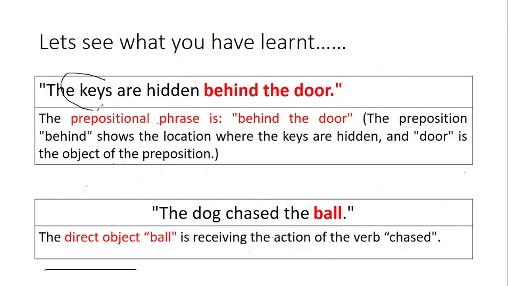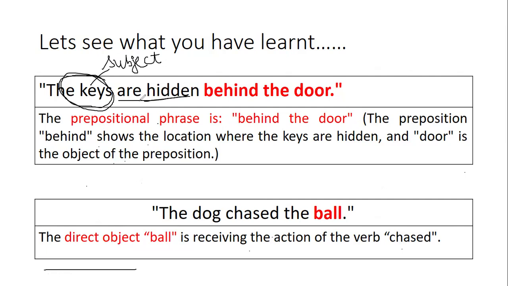The keys are hidden behind the door. What is the main character that our statement is revolving around? It is revolving around keys. So keys is our subject, the naming part. It is a thing. Key is a thing. And you know, a noun is what? A name, place, animal, or thing. So key is a thing.